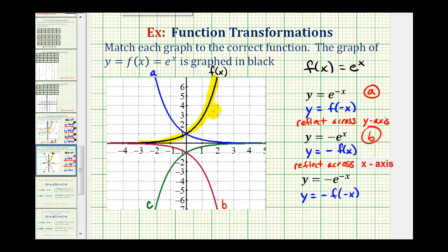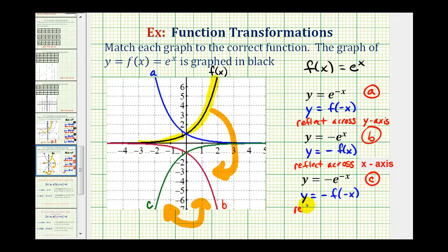And we just said if we change the sign of the y coordinates, this black graph would be reflected across the x-axis down here, because all the y values have changed signs. But now because we're also going to change the sign of the x values, this will reflect the graph again across the y-axis, giving us the green graph, or graph C.